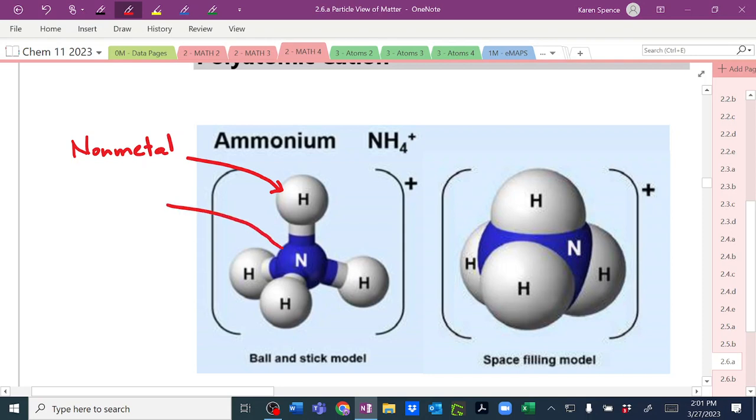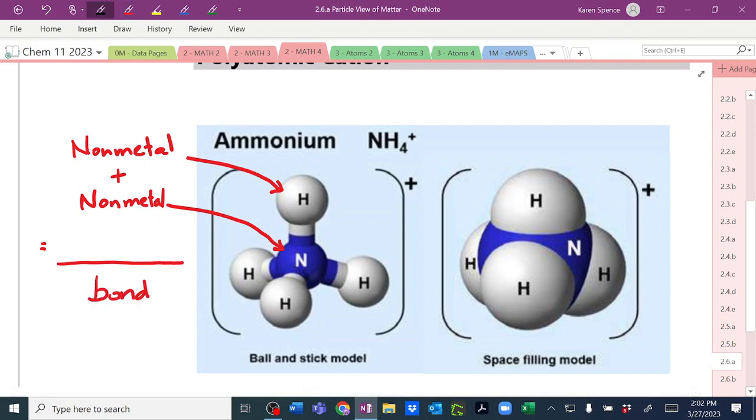Nitrogen, is nitrogen a metal or a non-metal? Nitrogen is a non-metal. When we have a nonmetal plus a nonmetal, what kind of bond do we get? That is covalent. Excellent. Okay, so this is interesting. Within an ion, there can be covalent bonds.